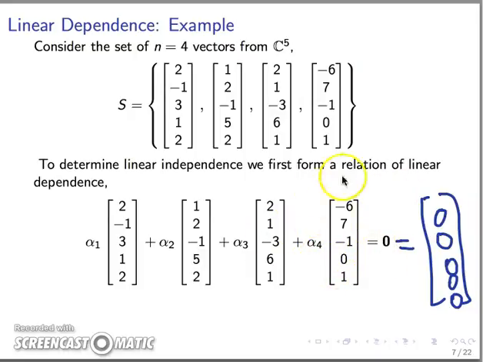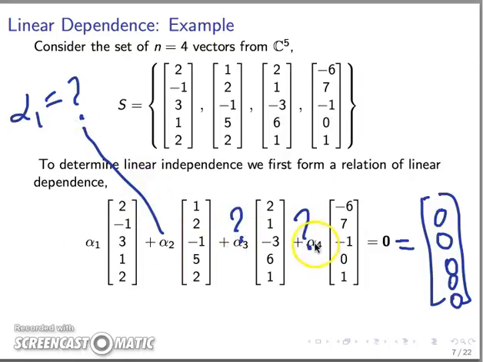In addressing dependence, we want to determine if this set is dependent or independent. So we need to know what are the values of the scalars. We're looking for what is alpha 1, what is the value of alpha 2, alpha 3, and alpha 4. And this type of calculation is no other thing than solving a system of linear equations.